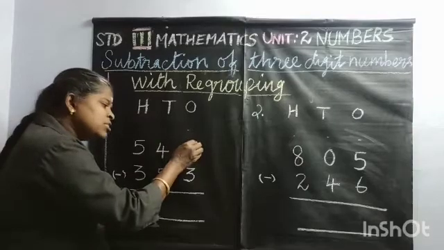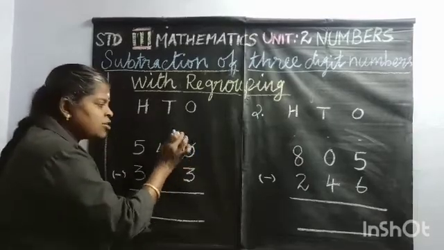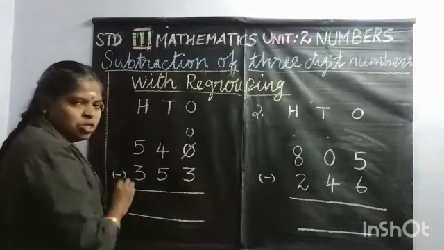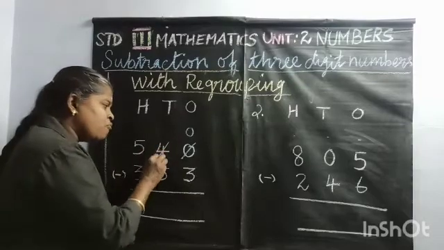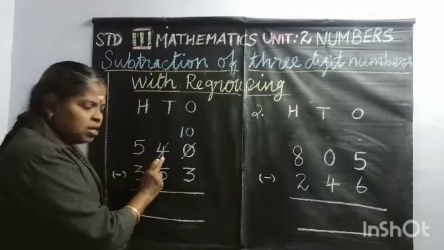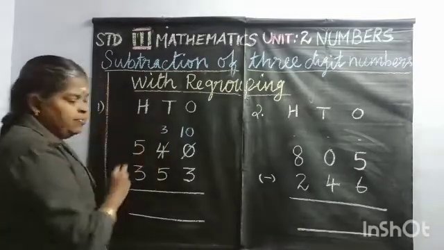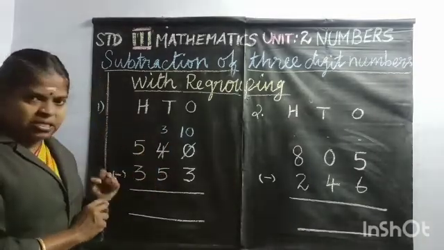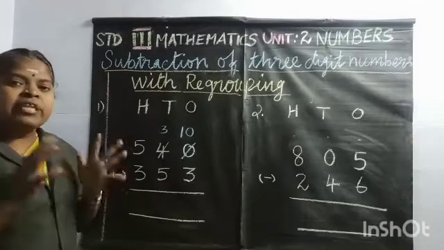So first strike out this number. Write on the top 0. Then take from 1, so it becomes 10 now. You are taking 1 here, so you can write 3 here. So, 10 minus 3.